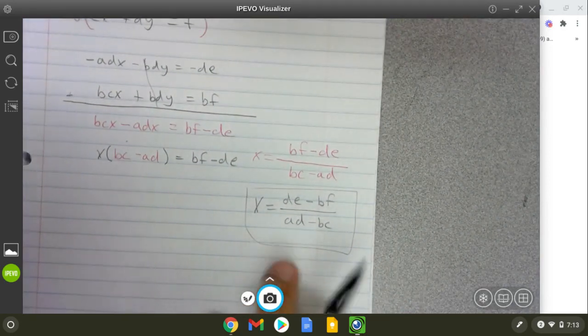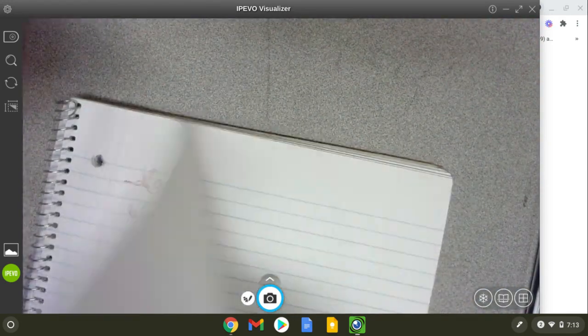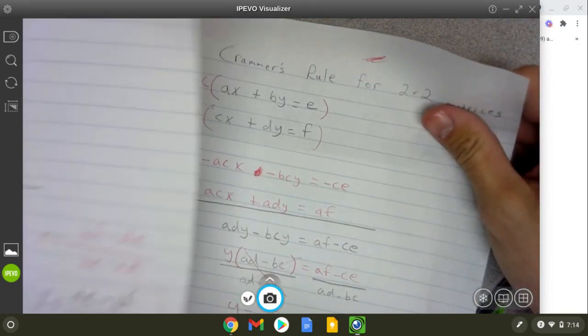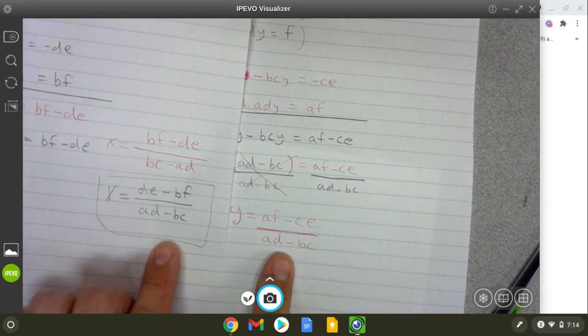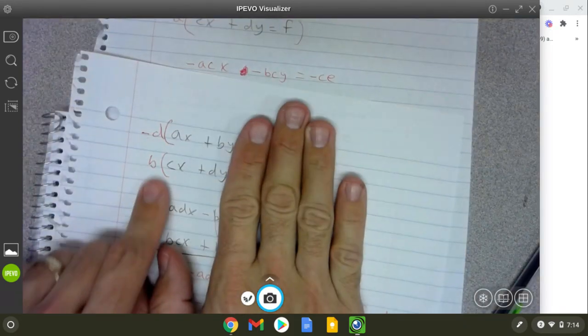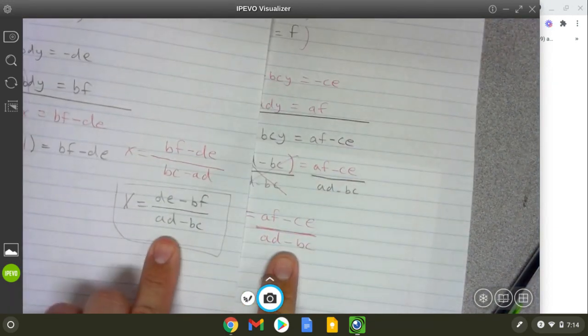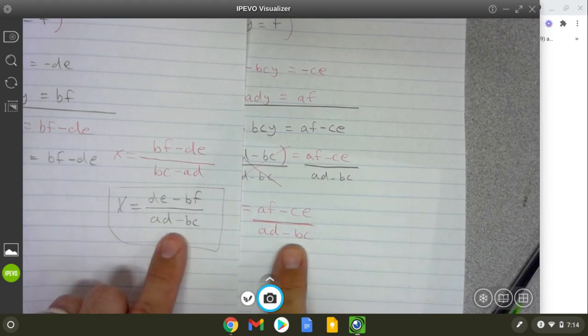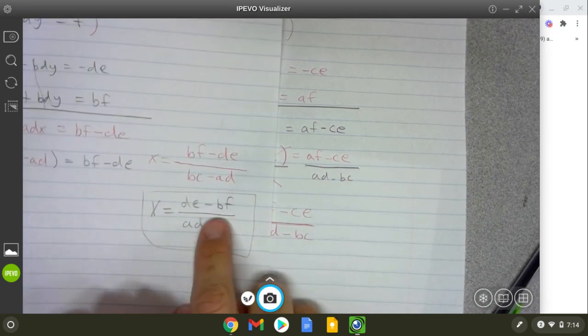So I've got X and I've got Y, but here's the thing to notice. We actually have this nice little relationship in the denominator. The denominator should be pretty familiar to you. This is our direct formula for finding the determinant of the matrix. If our original matrix were A, B, C, D, this is our regular determinant formula.